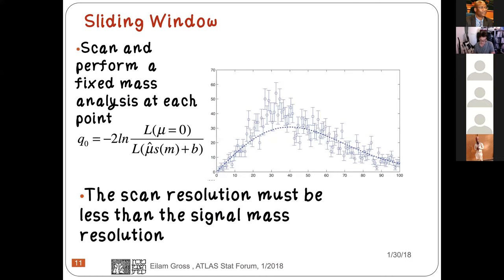Let's start with the sliding windows. You want to scan the mass range and perform a fixed mass analysis on each point. The scan resolution must be less than the signal mass resolution. So the steps must be small enough, because I could use the whole region as a window, but that will give me nothing.